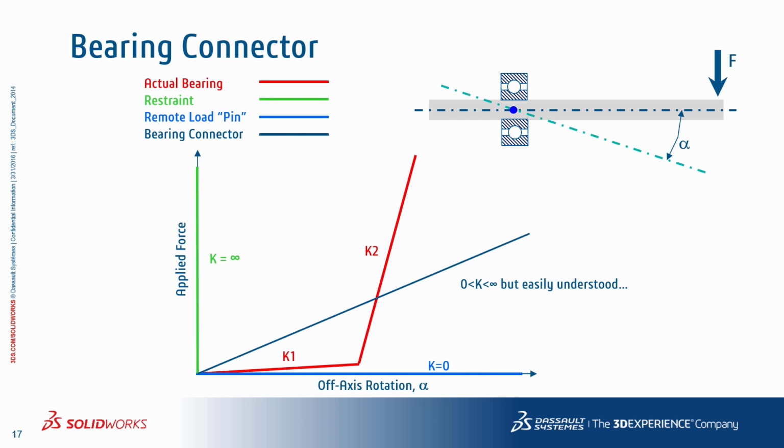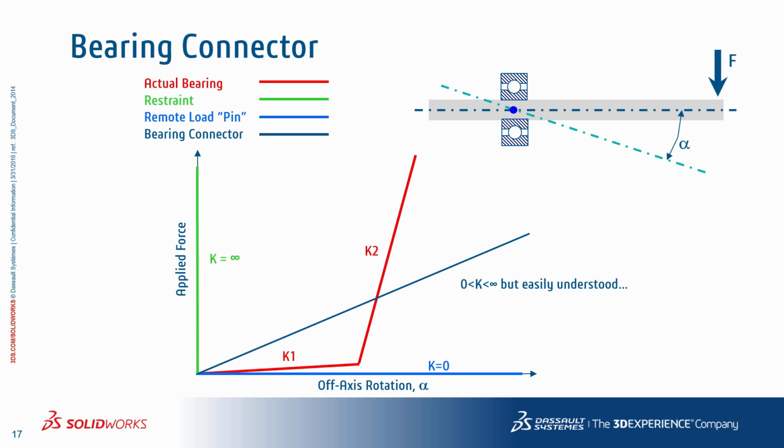If you think about a shaft cantilevered through a ball bearing, it has mostly unrestricted off-axis play until a certain angle is reached and the clearances are all taken up. At that point, the off-axis stiffness increases dramatically. Now, this can be approximated with the bilinear curve shown in red in the graph.